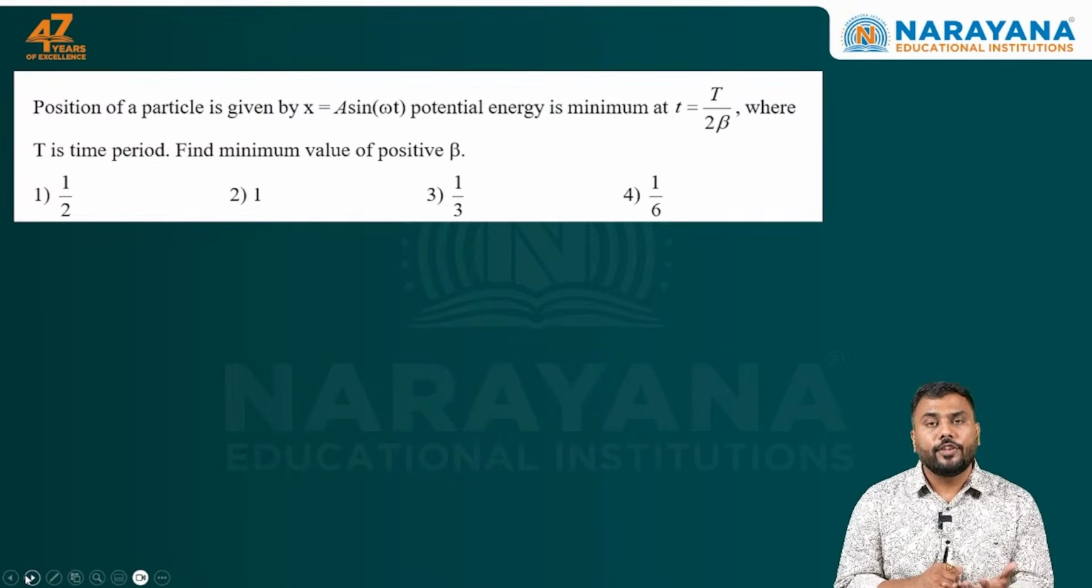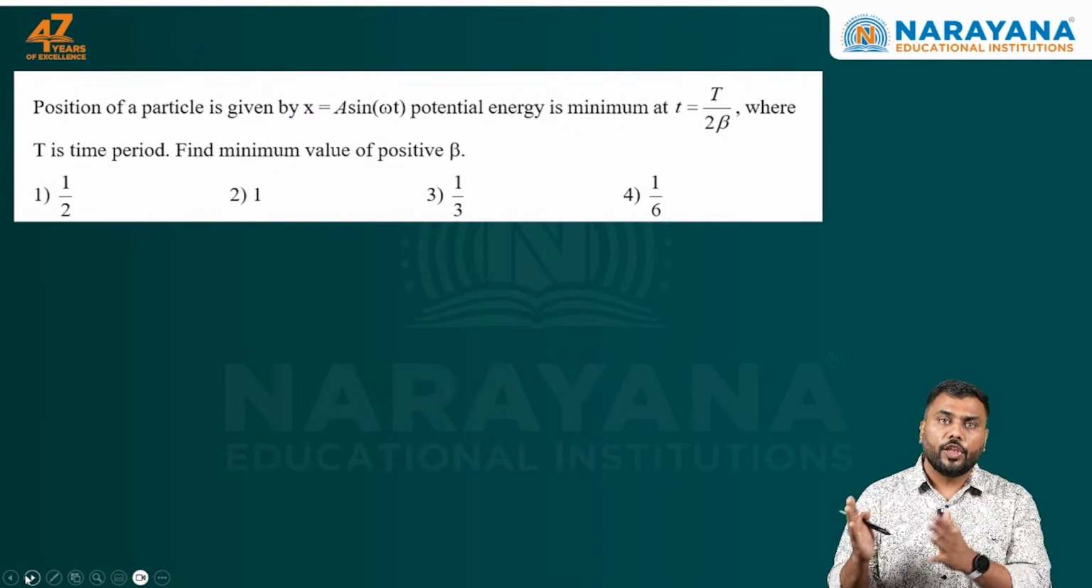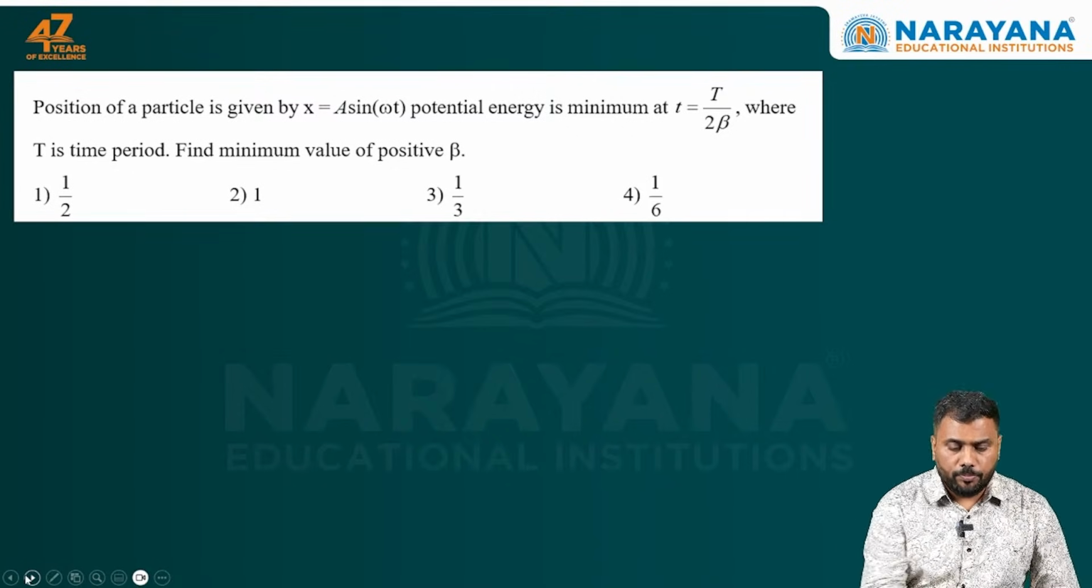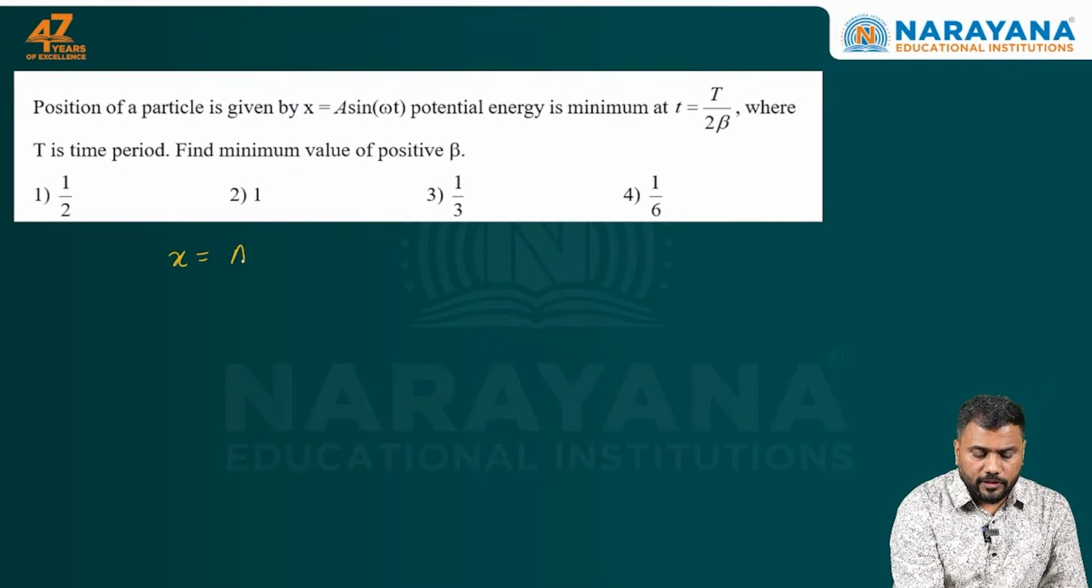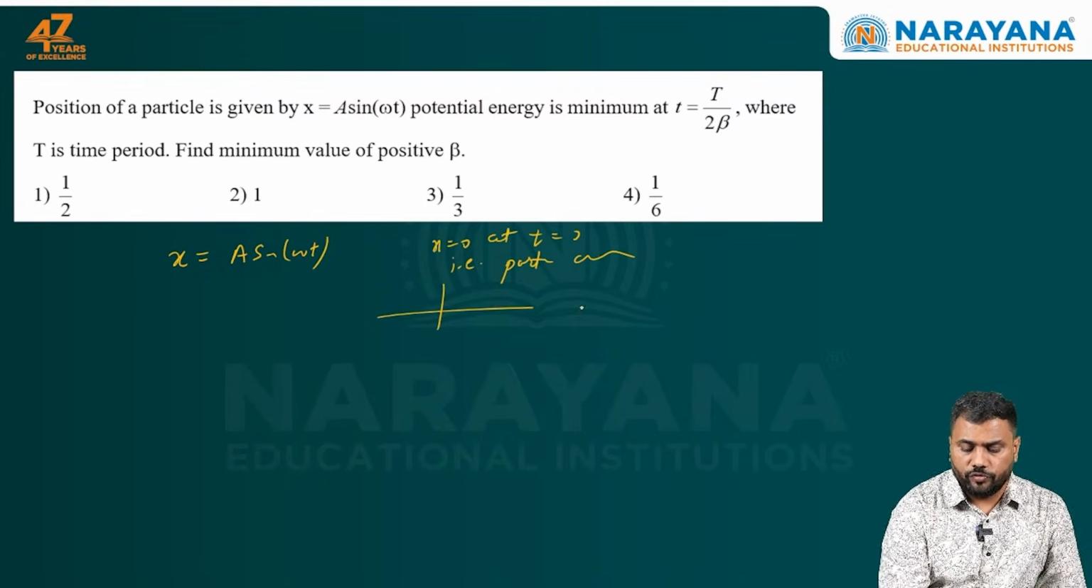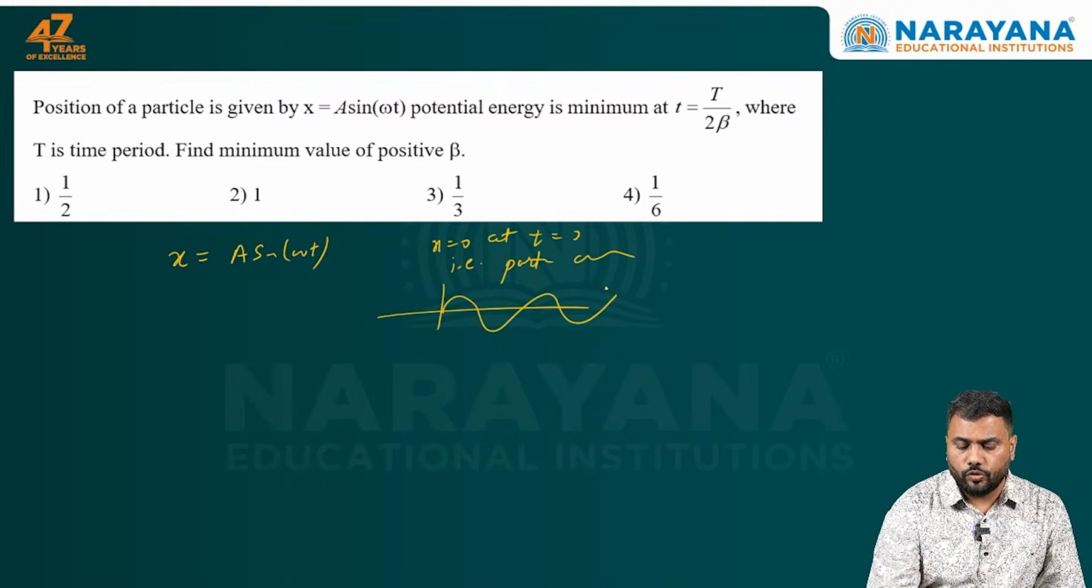So they are asking you to find out the time when the potential energy is minimum. The particle, you can observe, it is starting from mean position. The equation given to us, x is equal to a sin omega t, at t equal to 0, x is 0. That means particle starts from origin. So if you see the position versus time graph, the graph should look like this.